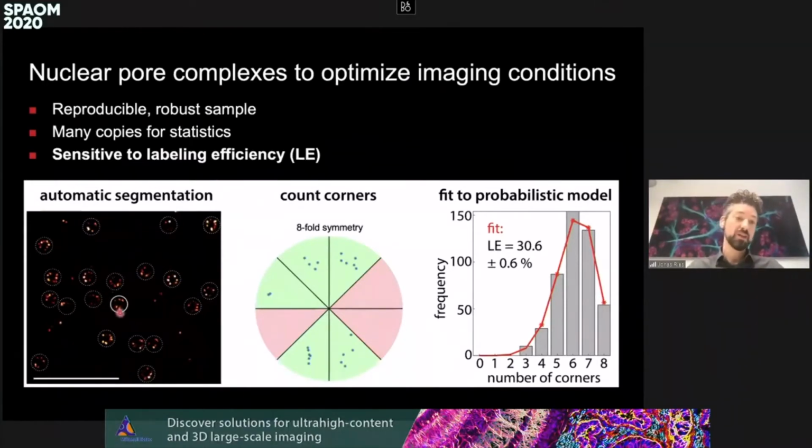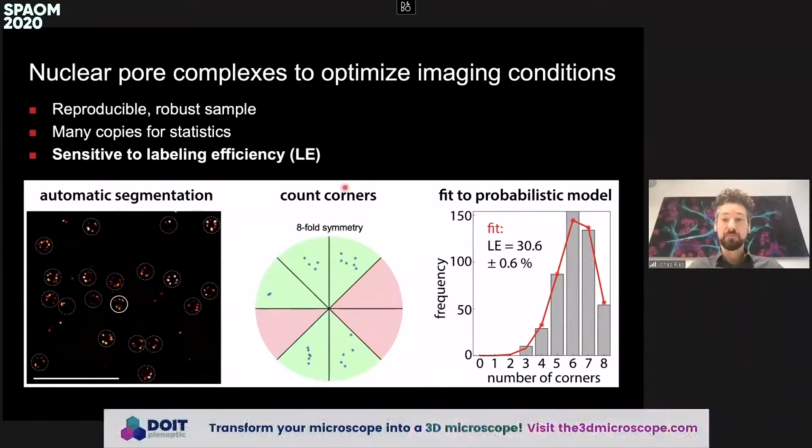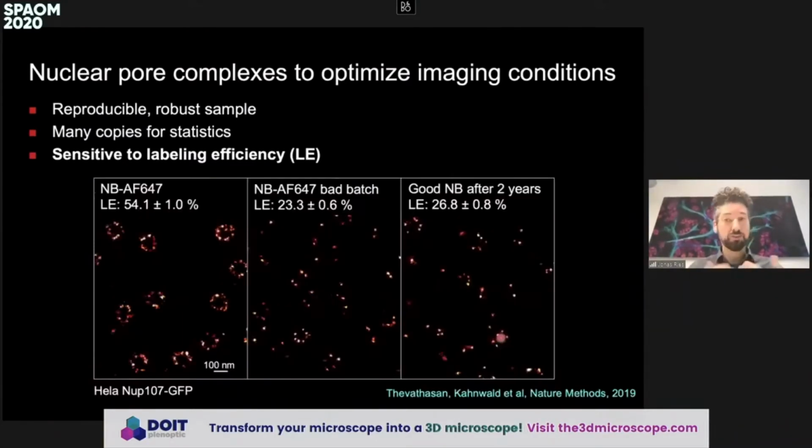So our approach is to automatically segment hundreds of nuclear pores, then automatically count the number of corners that have a fluorophore, a localization event, and then to fit a probabilistic model to this histogram of the number of corners. And this fit directly gives us the absolute labeling efficiencies, and this with quite high statistical accuracy. So this is useful, for example, to test the reagents that you use in your lab. In our case here, the nanobodies that we generated ourselves.